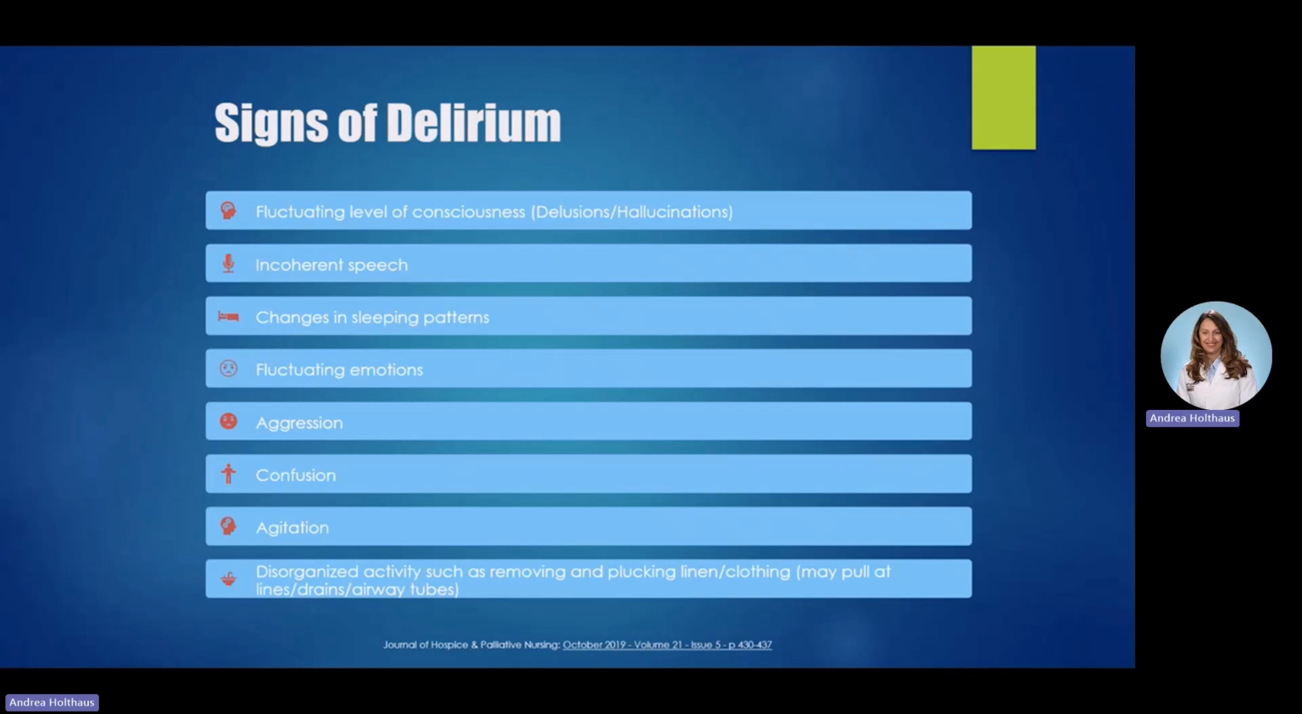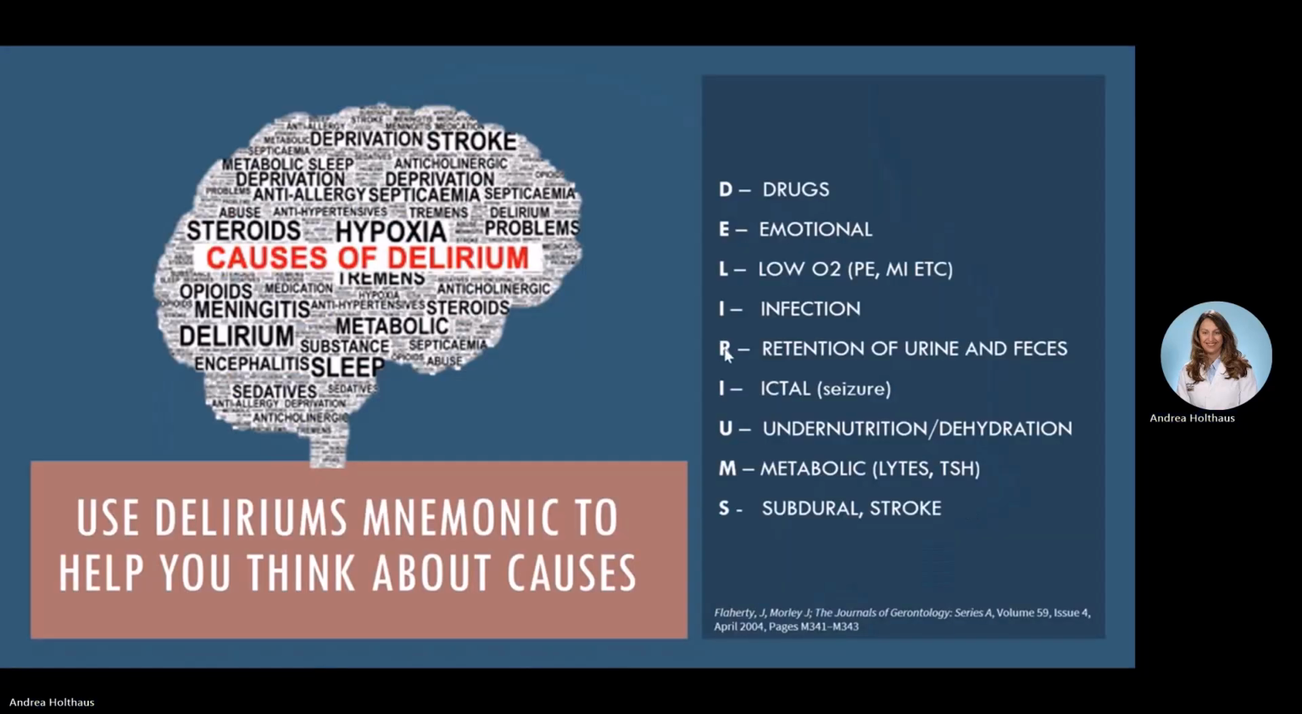They could have aggression or confusion, agitation, and then that disorganized activity where they're plucking at their linens or pulling at their clothes, pulling at their lines, drains, and their airways. So there is a mnemonic to help you think about causes because oftentimes with delirium, we need to see if there's a reversible cause. One would be what medications are they on?